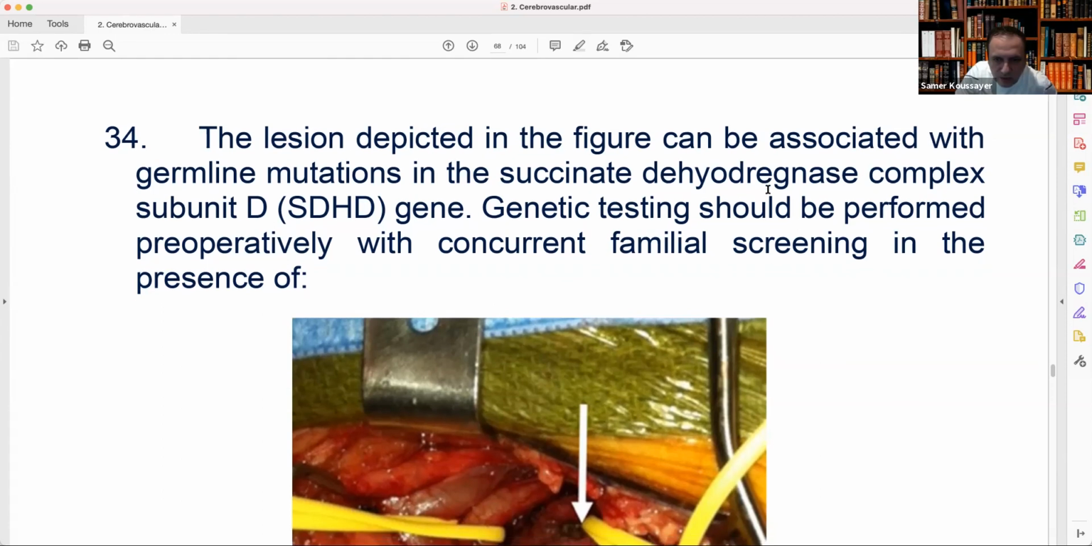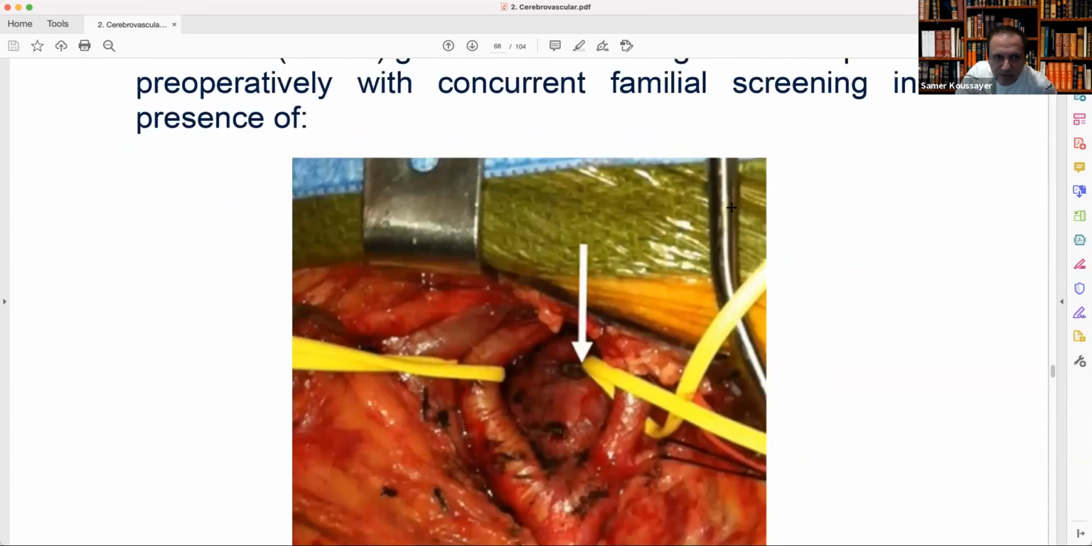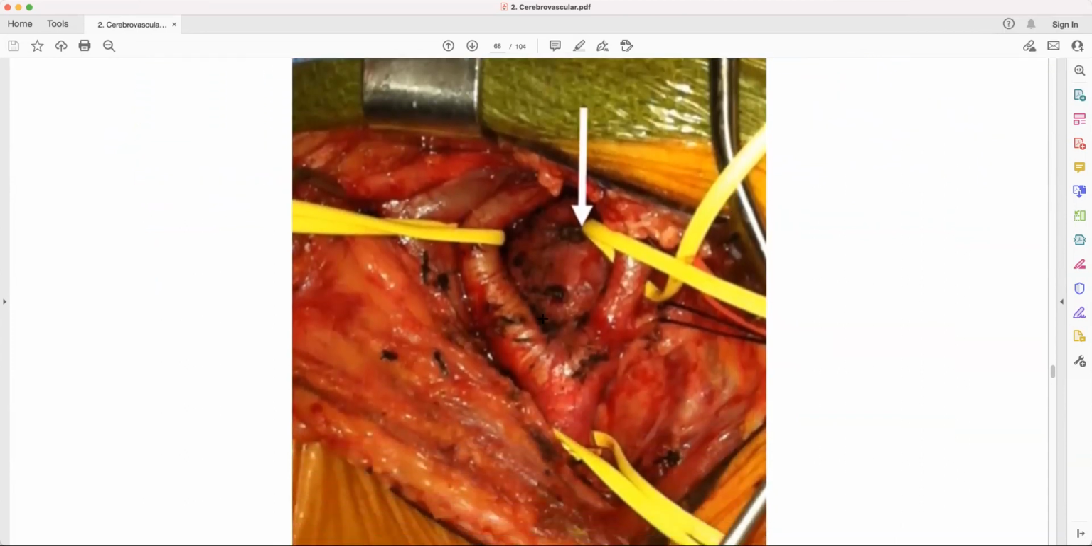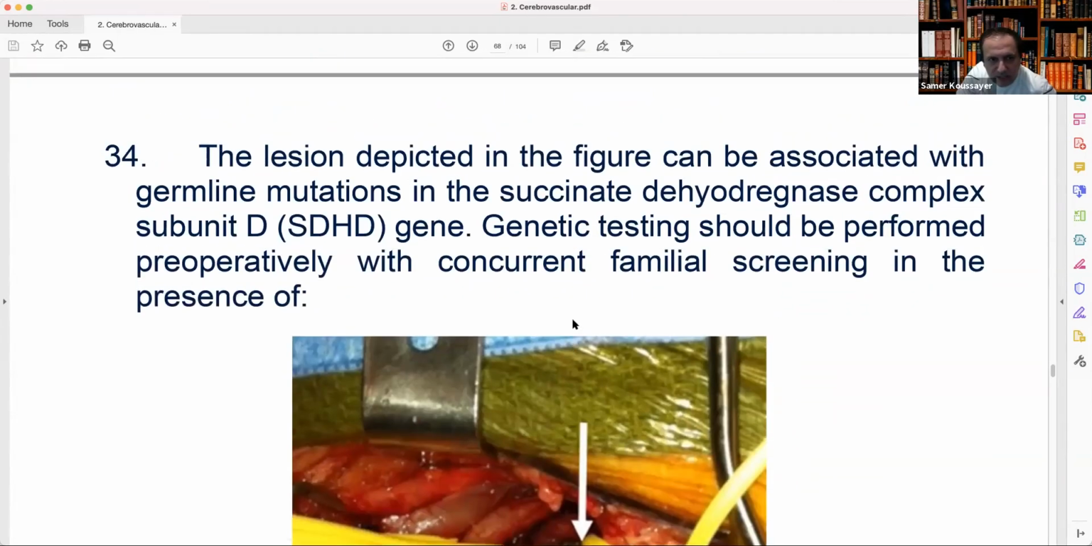Let me tell you what they're talking about first. Forget about the gene name. What we have here in the picture is a carotid body tumor, right? So the question is very simple. Forget about this long name. They're going to tell you when you do genetic testing when you have carotid body tumors.